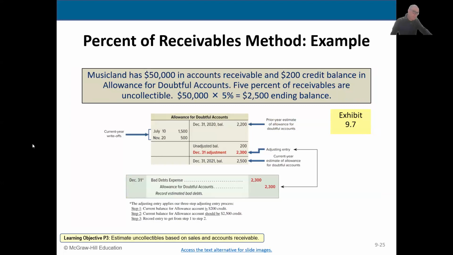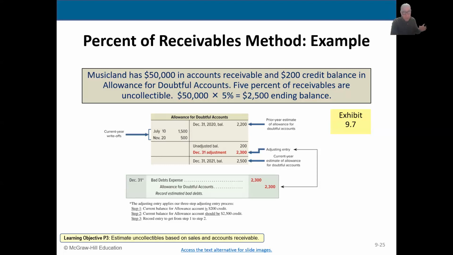Our company has $50,000 in accounts receivable and a $200 credit balance in allowance for doubtful accounts. 5% of the company's receivables are uncollectible. Okay? So, first thing we do is we got to figure out what's that amount. So we take the $50,000 in account receivable times 5%. That gives us 2,500.